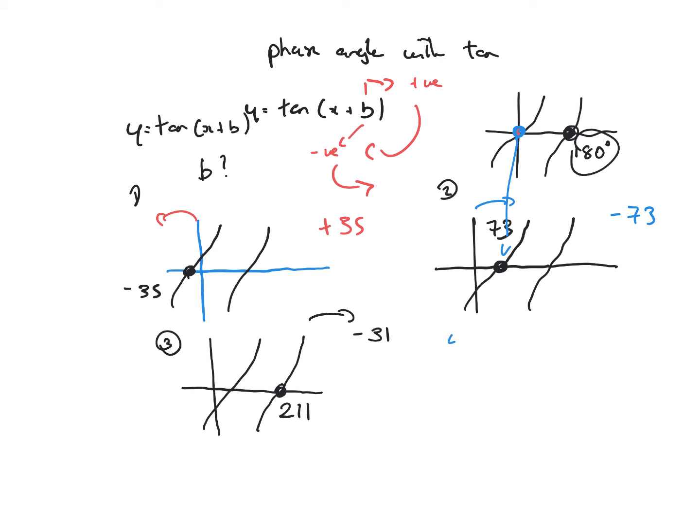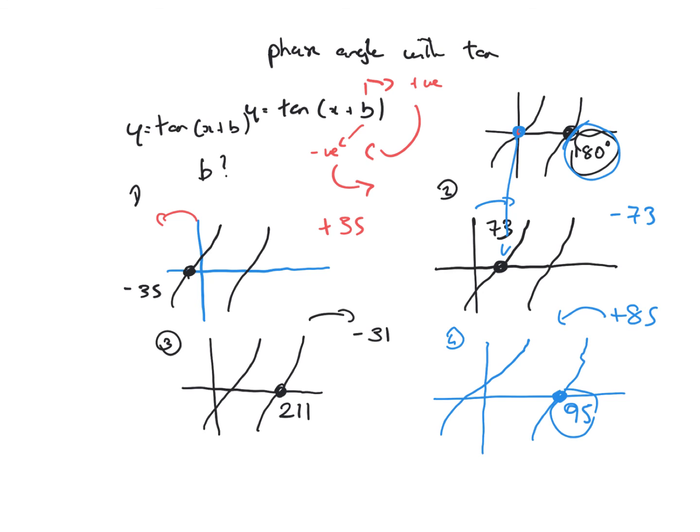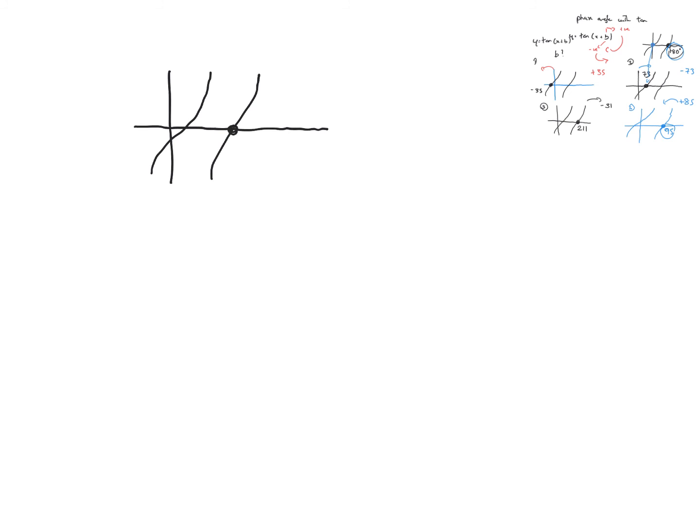Okay, example 4. Okay, 95 degrees, that matches up with 180. So that means it's been moved back, and it's been moved back by 85 degrees in the negative direction. That's plus 85. Okay, next one, 185 degrees. Okay, so that matches up with 180. That means it's been moved 5 degrees to the right in the positive direction, so that's minus 5.